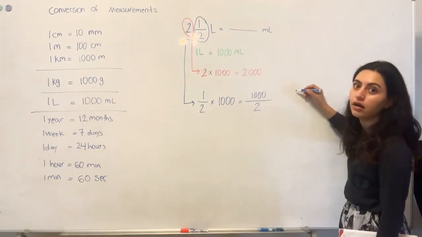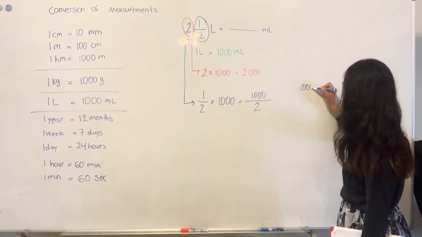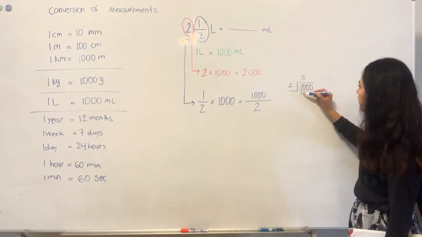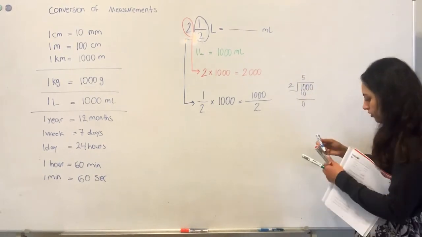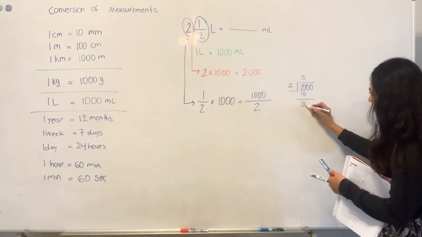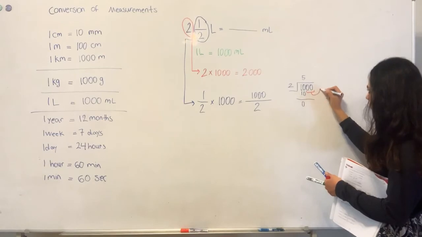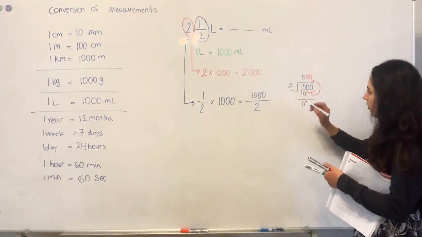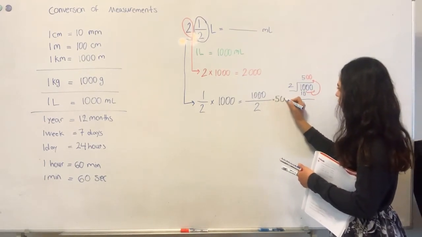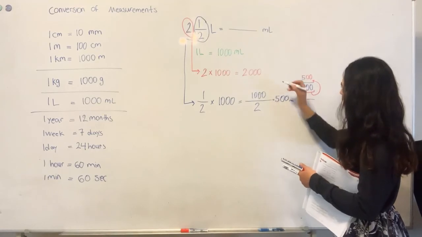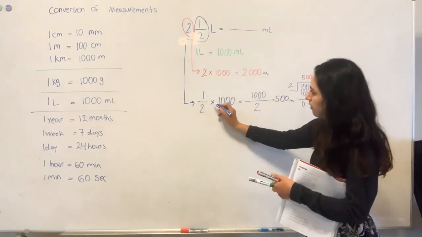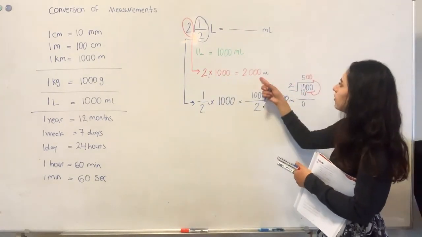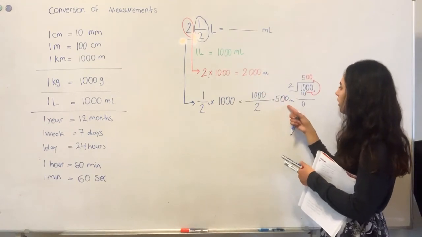Let's do another practice of division. 1000 divided by 2, 5, 10, 0. And then once the remainder is 0, we have 2 zeros left here. We put them on the top. 500 equals to 500 milliliters. This is liter. Okay? So now we have 2000 milliliters and 500 milliliters.